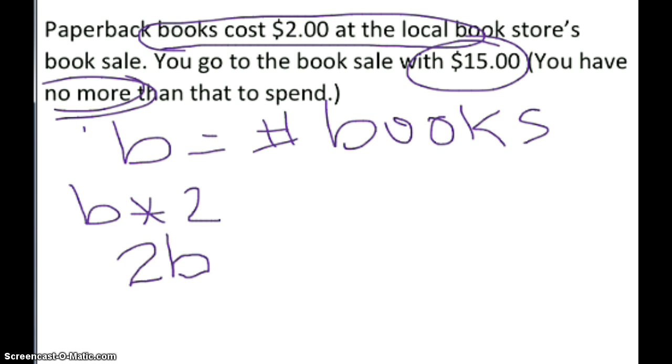Look at your inequality symbol that you picked. Are you happy with it? Do you need to push pause and make a change? All right, so the cost of the books is 2B, and that needs to be less than or equal to $15 because you have no more than $15. So this cost over here has to be either less than 15 or it could be equal to 15. So there we go. And now we'll try number 2.